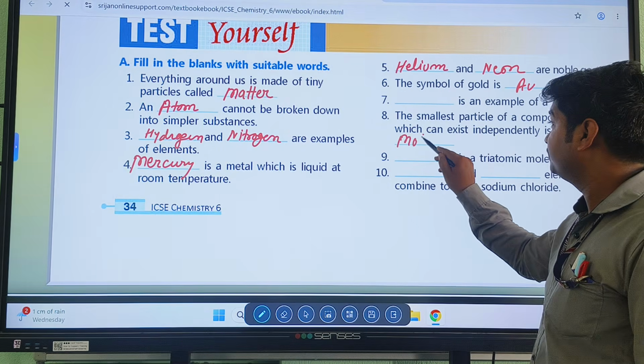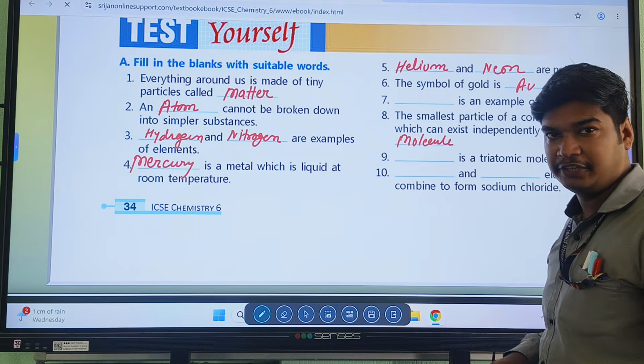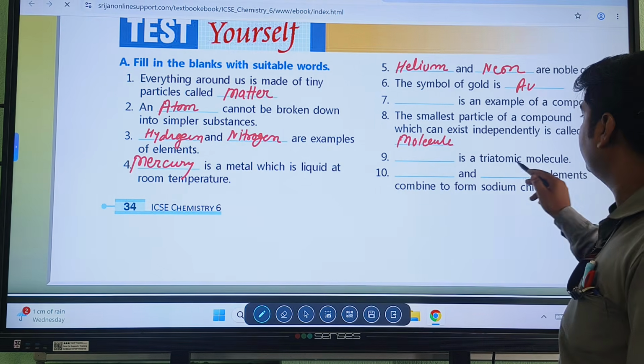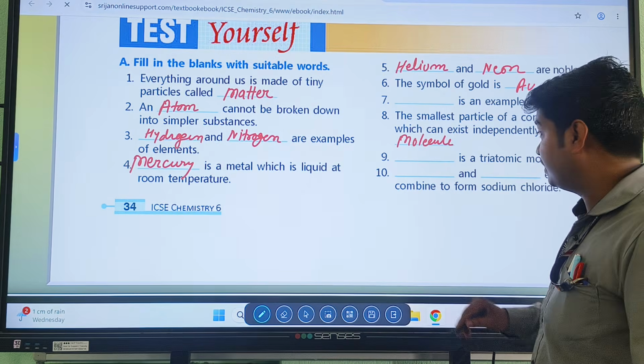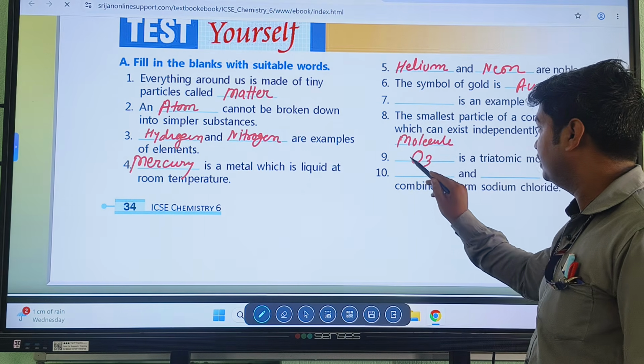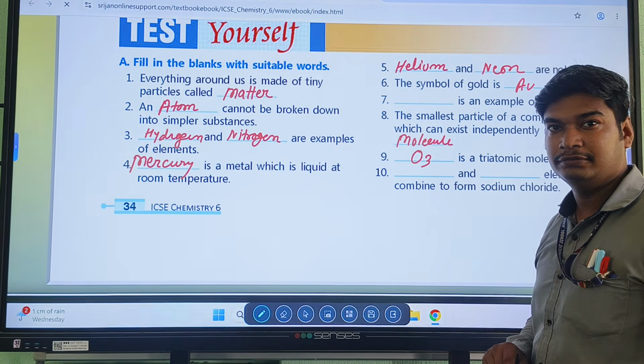Now, the smallest particles of a compound which can exist independently is called, what is that? That is molecule. Okay. Now, dash is the triatomic molecule. Triatomic means how many atoms? 3 atoms. Okay. So, this is O3.